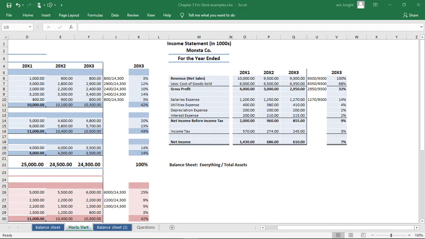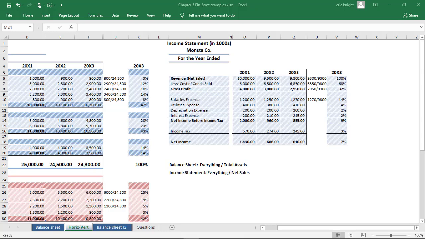Now for the income statement, we get the same thing, except we're putting everything over the total revenues, over the net sales. What this does is tell us how big of a chunk of our sales is used up for expenses. First of all, we can see how much our cost of goods sold is, so we can see what kind of markup we have on our parts.